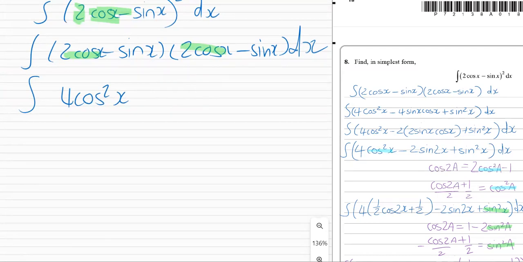So we get 2 cos, excuse me, it's not plus, it's times. So 2 cos x times negative sine x times by 2, which is a negative 4 sine x cos x. Okay.